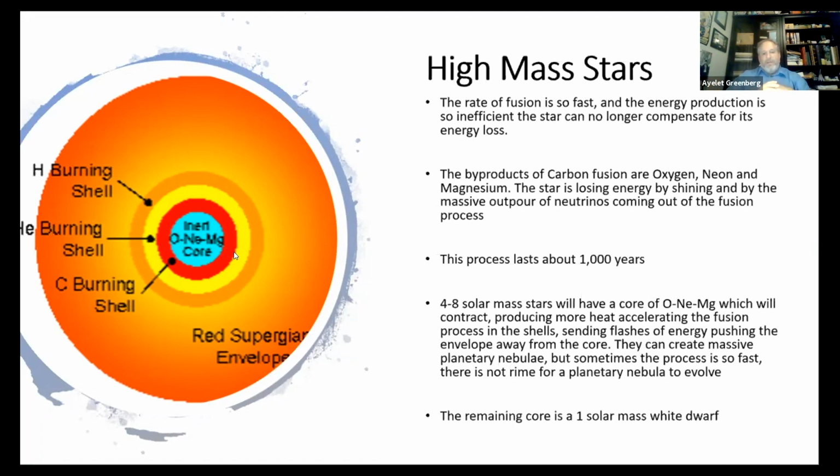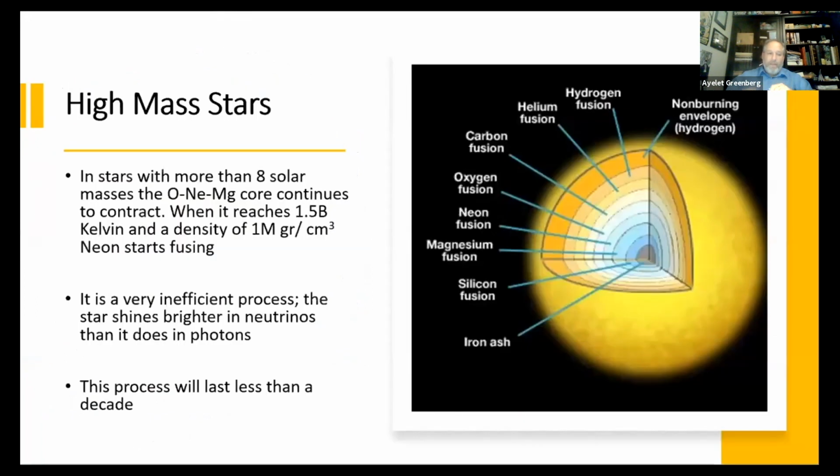object. And what is remaining behind is a white dwarf, like you saw before, but it's made of slightly different materials: oxygen, neon, and magnesium. And it'll be slightly bigger. It'll be about 1 solar mass. So now we're going to go further up to stars that are bigger than 8 solar masses and see what happens to them. In those solar masses, the process doesn't stop.